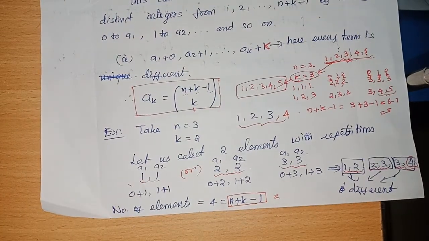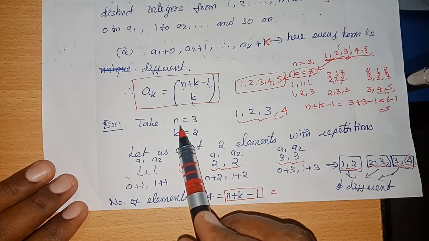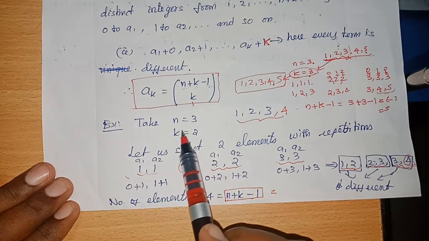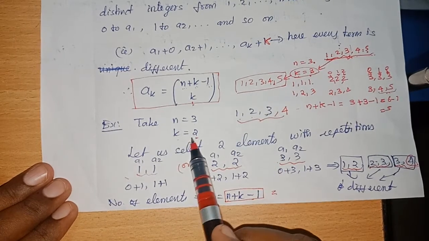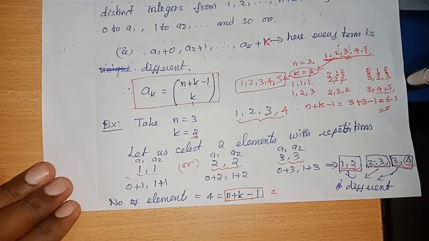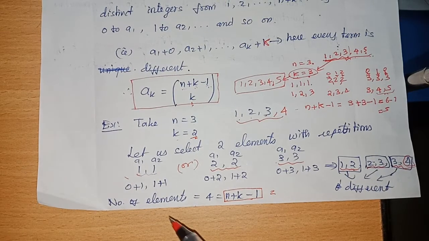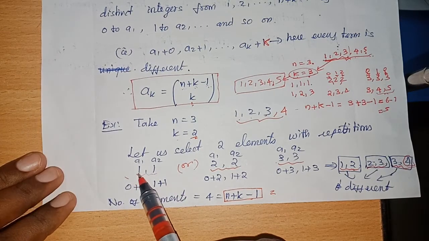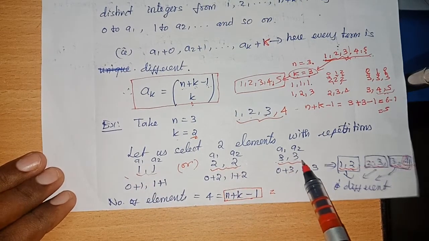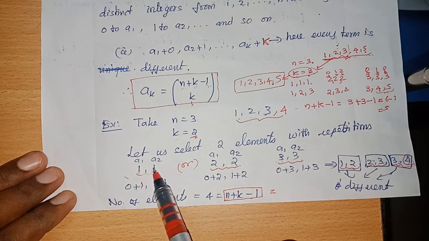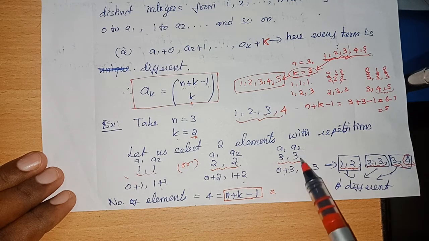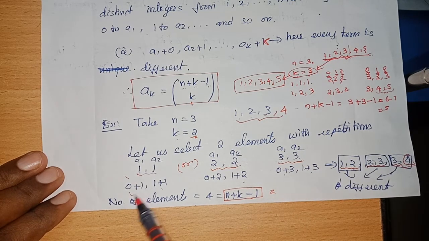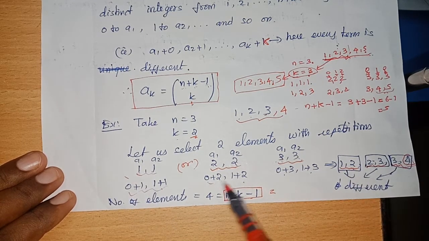Another example is given here. Now, I am having 3 elements, 1, 2, 3, and I am going to select 2 elements. Here repetition is allowed. So I am going to select only the repetition part: 1, 1, 2, 2, 3, 3. 1 plus 0, 1 plus 1. 2 plus 0, 2 plus 1. 3 plus 0, 3 plus 1. This yields me 1, 2. This yields me 2, 3.